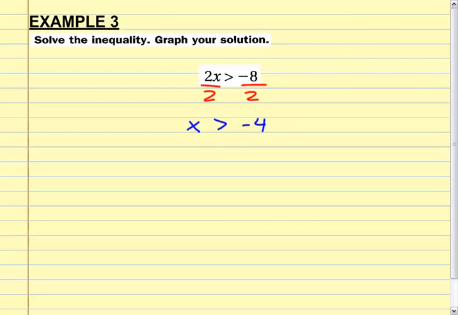Greater than. You're not in 5th grade anymore, so we're going to use the terms greater than and less than. This one always means that way is greater than, this way is less than. Okay? Now we need to graph it.